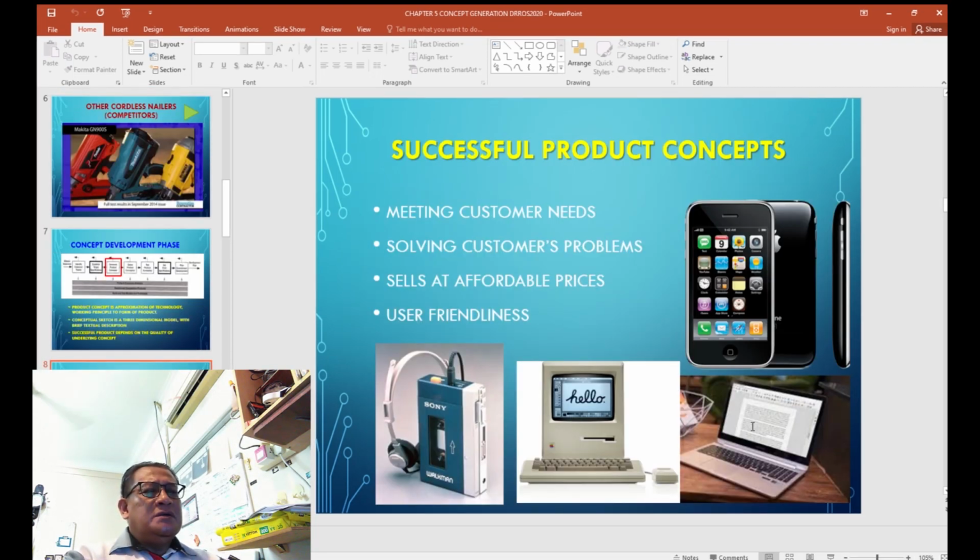If we take a look at the market, currently there are many successful product concepts. And those successful product concepts must meet customer needs, right? For example, user-friendly, easy to keep at a pocketable size, and it must solve a customer problem. And it must be sold at the correct price, which is affordable to be a bestseller, and it must be user-friendly. For example, like the Sony Walkman, right?